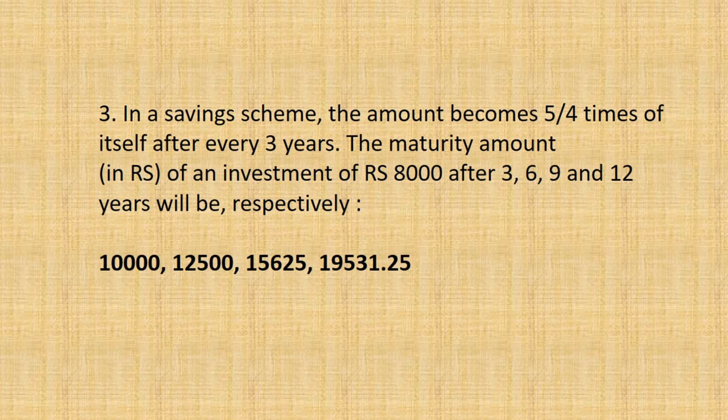These are all just examples. And next one, in a savings scheme, the amount becomes 5 by 4 times of itself after every year. Okay, if you deposit an amount in this scheme, after 3 years, your deposit will become 5 by 4 times. It will increase. Okay, so you can form a sequence of numbers like this. This is another situation where we list numbers.